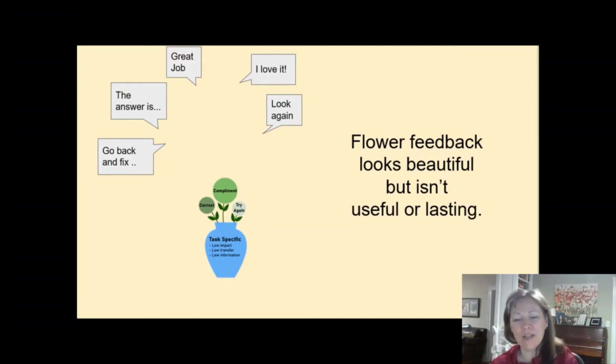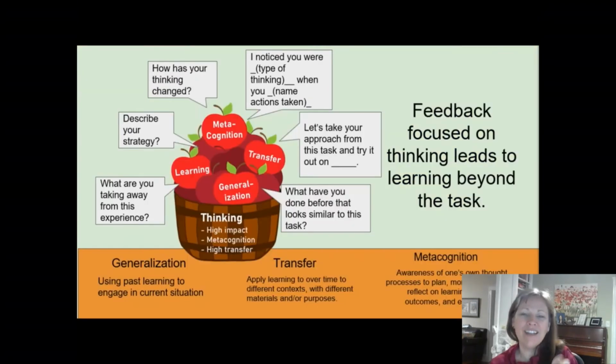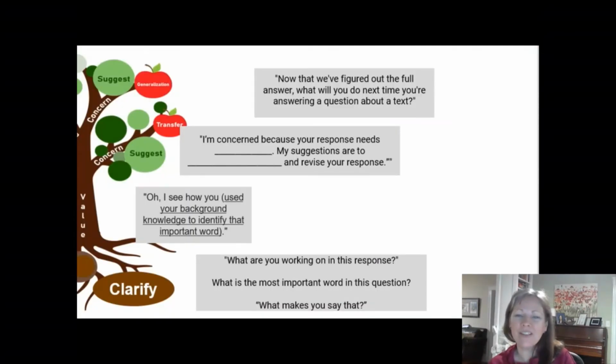So we're going to try to minimize those in this simulation and instead grow fruits of student understanding through deliberate use of the ladder of feedback. And we're going to do that starting with clarifying statements, finding out what makes you say that, what's important to you here, what are you working on, then seeing from the student perspective their response, oh, I see how you, and then offering our concerns and suggestions to improve that response and really ratchet up the challenge for all students.